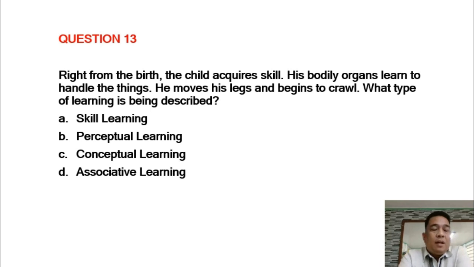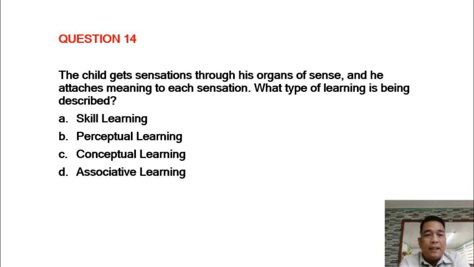Question 13. Right from the birth, the child acquires skill. His bodily organs learn to handle the things. He moves his legs and begin to crawl. What type of learning is being described? Okay, correct. Sana nakuha mo ito, mga kapite. Skill learning. Alright? Nasa keyword na natin yan, no? Kasi yun yung description ng skill learning po natin. It has something to do with the physical development that is related to the learning process. Okay? Skill learning ang tawag natin.